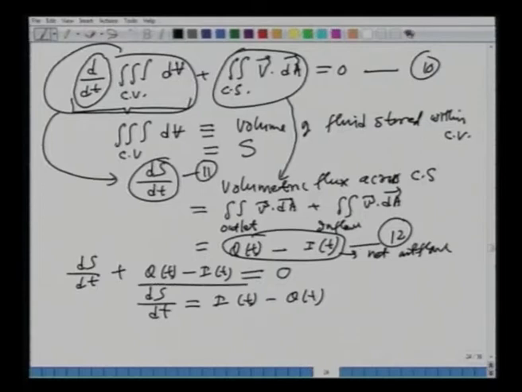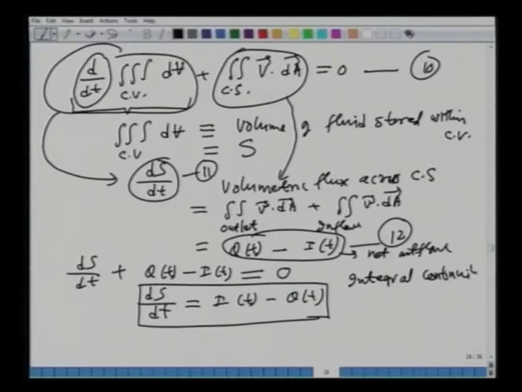Does this sound familiar? I am sure it does. This is nothing but your famous continuity equation for the unsteady flow. So, this is the integral or volumetric continuity equation for unsteady flow.